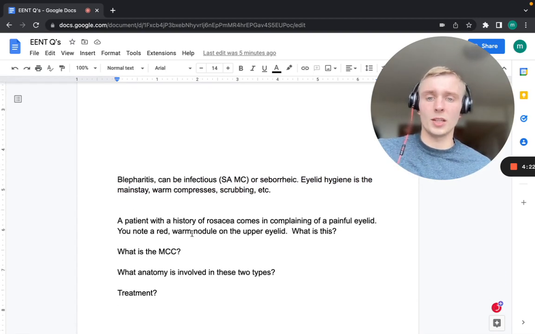Next patient is a patient with a history of rosacea, coming in complaining of a painful eyelid. You note a red, warm nodule on the upper eyelid. What is this? So again, history of rosacea, painful, not painless, red, warm nodule on the upper eyelid. What is that? What is the most common cause of this condition? What anatomy is involved in these two types of this condition? And what is the treatment? So again, anatomy involved, what is the most common cause? And there's two main types here.